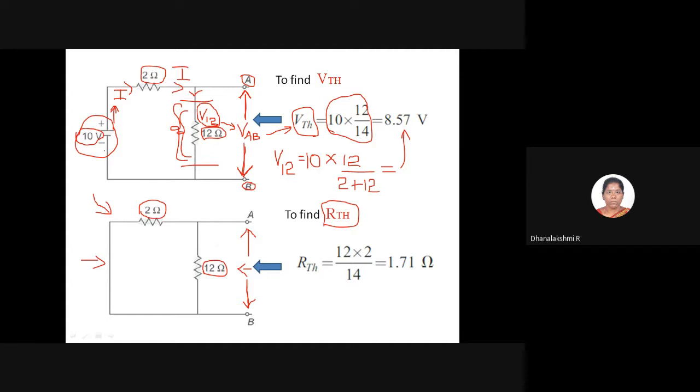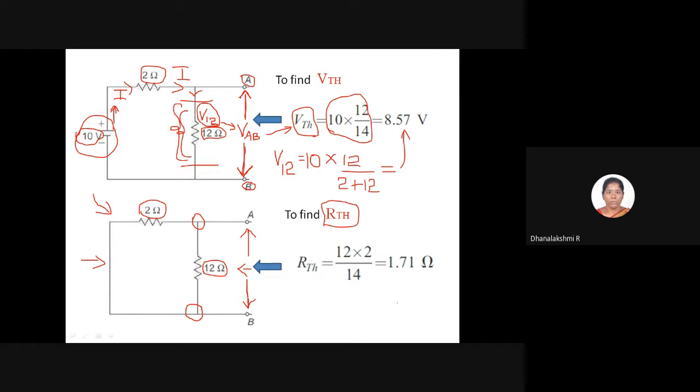So now you can see that both this 2 ohm and 12 ohm are connected in parallel. We know that in parallel, the starting node of the resistors and the ending node of the resistors should be the same. If it is so, then we can say those resistors are connected in parallel. So here you can see that 2 ohm and 12 ohm are exactly connected in parallel. Therefore, we can use the parallel resistance formula.